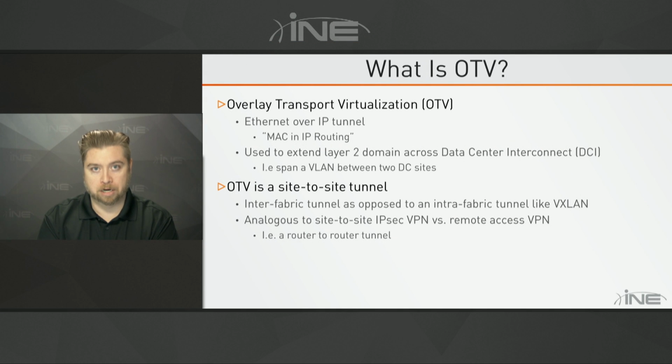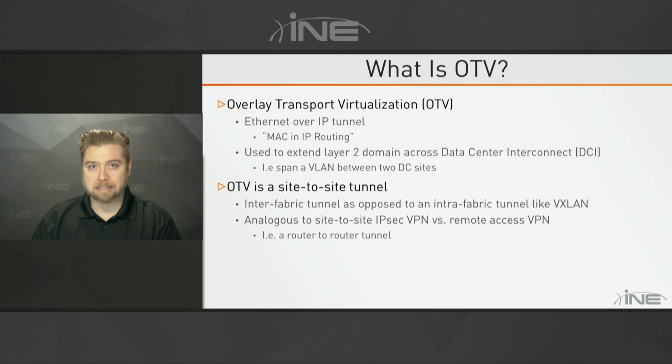So think of this loosely analogous to an IPsec site-to-site tunnel versus an IPsec remote access tunnel. This would be like if I have an office in Chicago and I want everyone in the office to be able to VPN to everyone in the office in New York. I could just configure a tunnel between the two edge routers, encrypt all the traffic between them. That's going to be analogous to OTV.